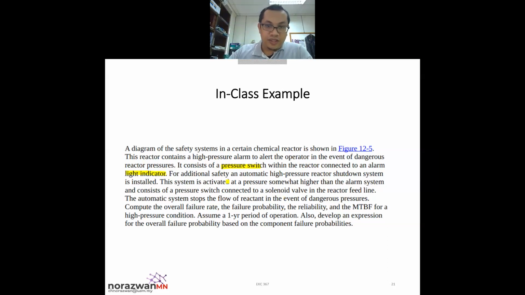For additional safety, an automatic high pressure reactor shutdown system is also installed. That's your second system. This is your first system, the high pressure alarm system. This is your second system, the high pressure reactor shutdown system. You have your shutdown system.